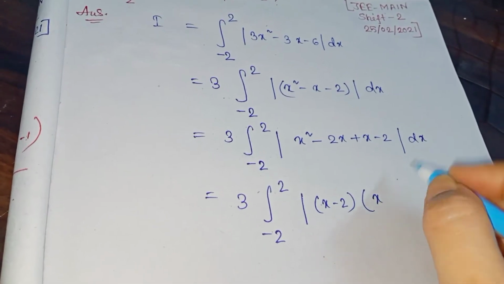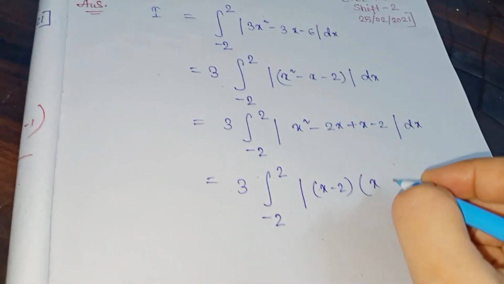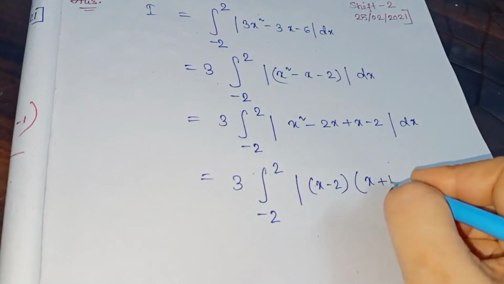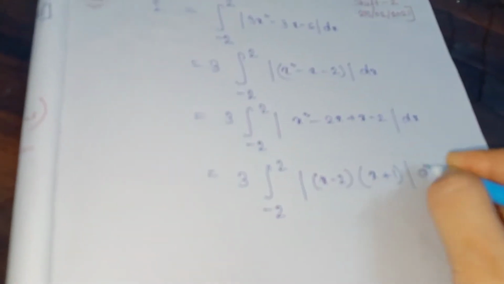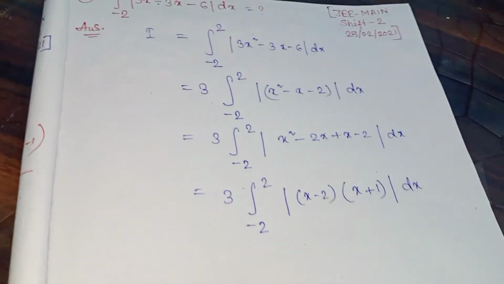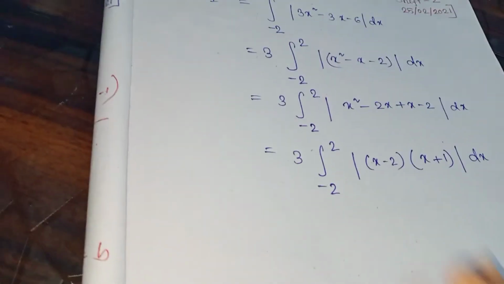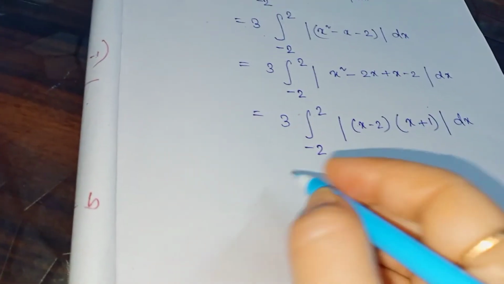Now simplify this one: the integral from minus 2 to 2 of mod of (x minus 2) into (x plus 1) dx. These are the two functions. So now split this one.